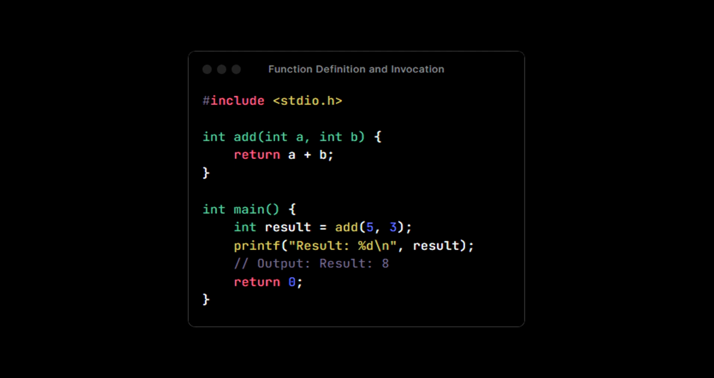Function definition and invocation. In C, a function is defined with a return type, name, and a list of parameters, if any. Here's an example of a function that adds two numbers and returns the result.